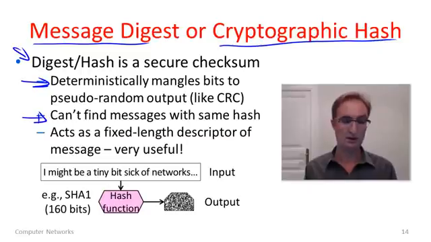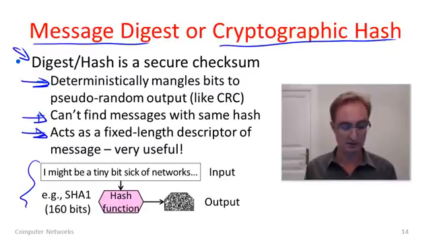So when this is true, and we have schemes for which we believe this is true today, then this digest is sort of like a magic token, like a fixed length descriptor of the actual message itself. So in some cases, we can treat it as the message. It's very useful for many things. Here's just an example of the scheme below.